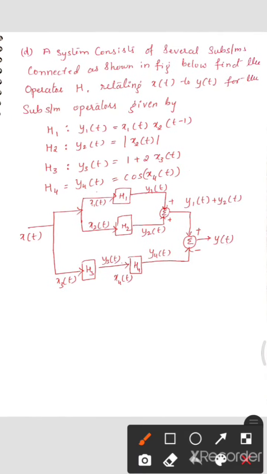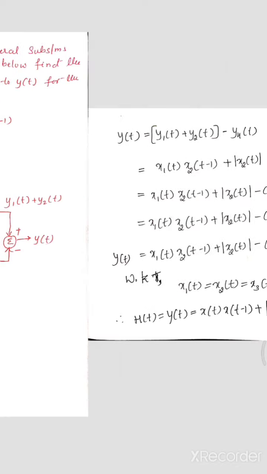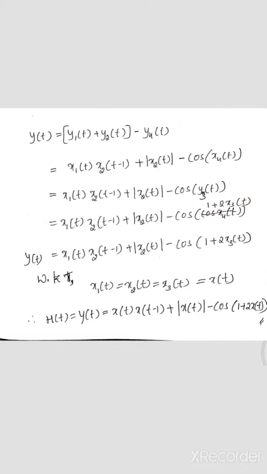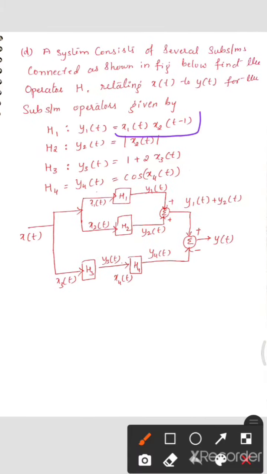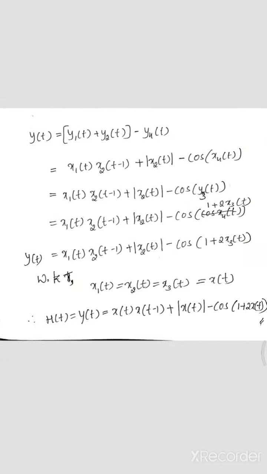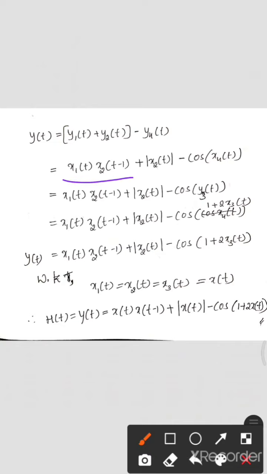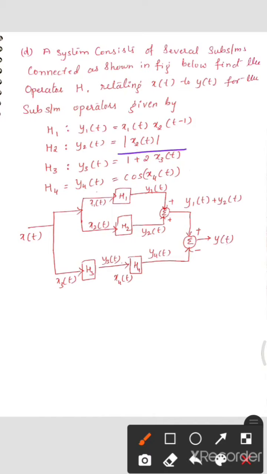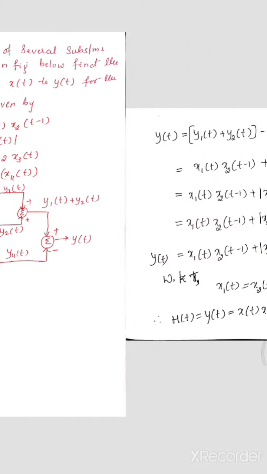So I hope you have got this thing, that is y of t equal to y1 of t plus y2 of t minus y4 of t. Let's write all these values, y1 plus y2 of t minus y4 of t. Write what is y1 and what is y2. y1 is x1 of t into x2 of t minus 1. Then what is y2? y2 is magnitude of x2 of t, right? And then what is y4? y4 is cos x4 of t.